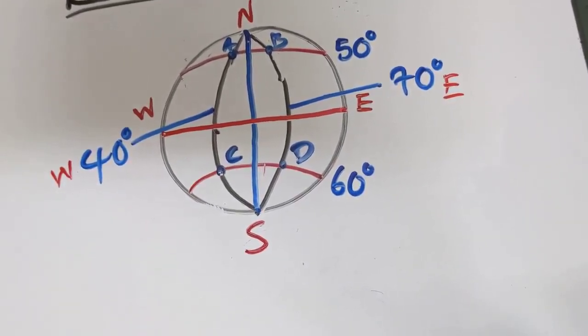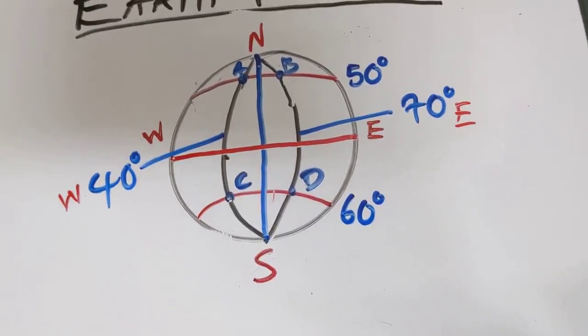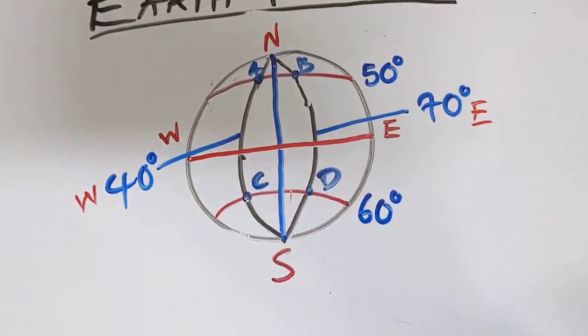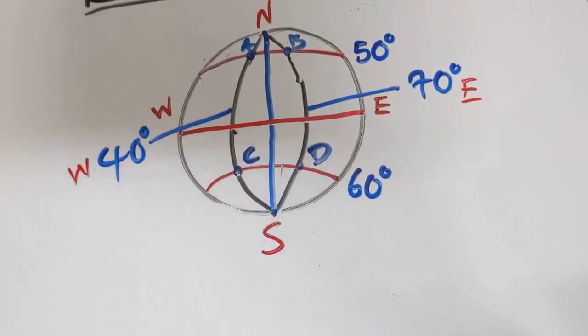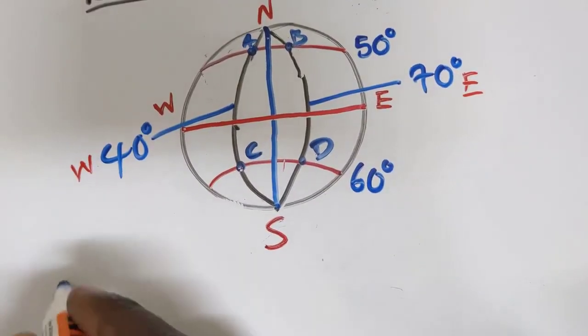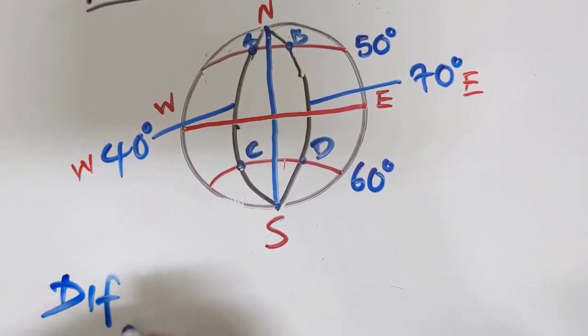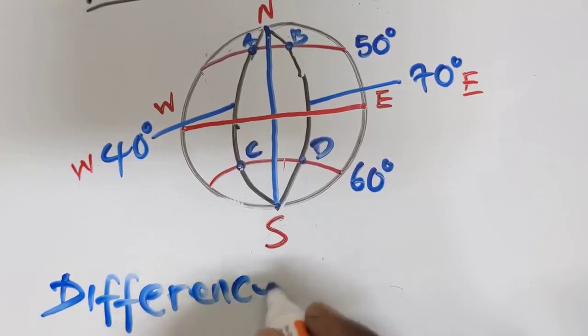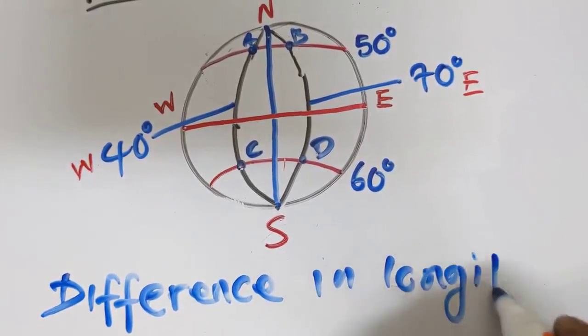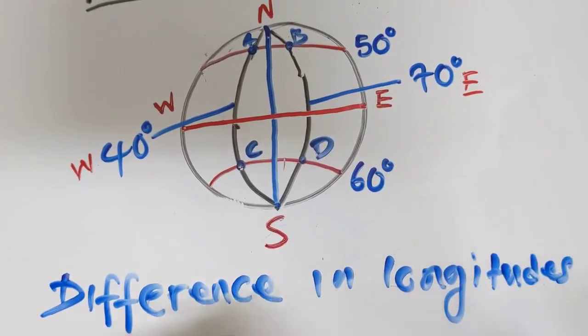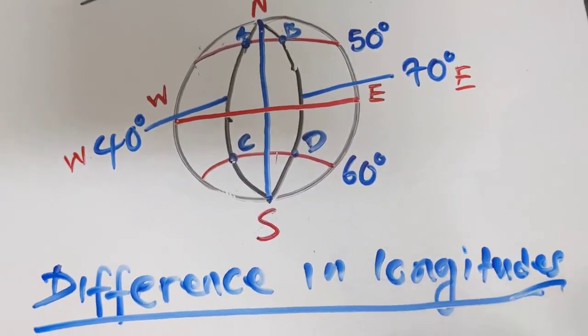The other thing is what we call the difference. There is a difference in longitude as well as a difference in latitude. So let's start with the difference in longitude. Okay, the difference in longitudes.